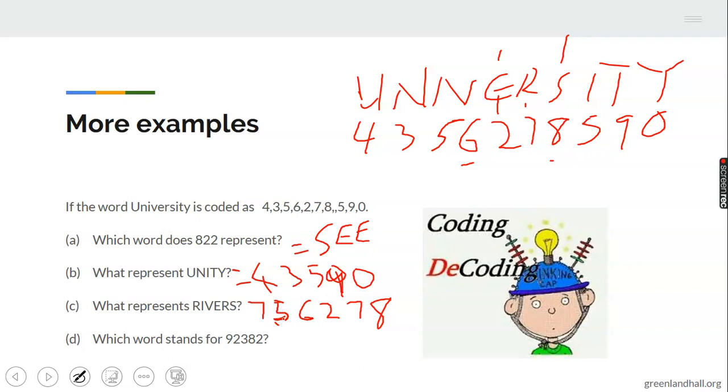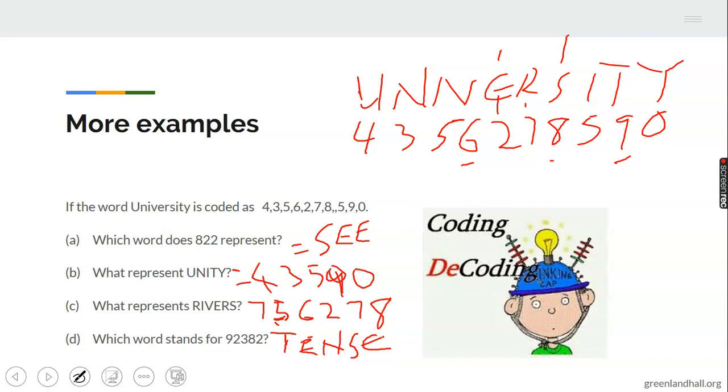It says, which word stands for 92382? 9 is T. Okay, 2. Let's go to 2. What's 2? 2 is E. Okay, 3. We have 3, N. Okay, 8 is what? S. And 2, go back to 2 again, is E. So we have tens. Can you see now?